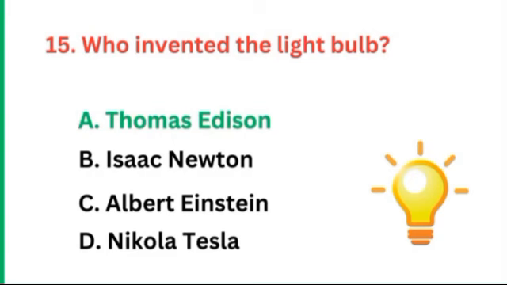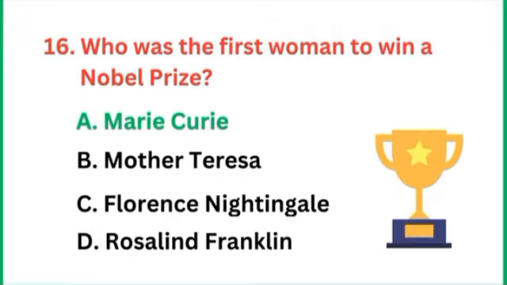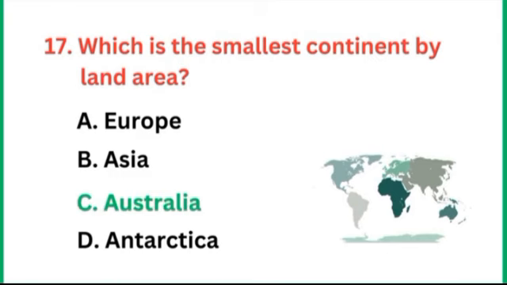Question number 15, who invented the light bulb? Right option is A, Thomas Edison. Question number 16, who was the first woman to win a Nobel Prize? Right option is A, Marie Curie. Question number 17, which is the smallest continent by land area? Right option is C, Australia.